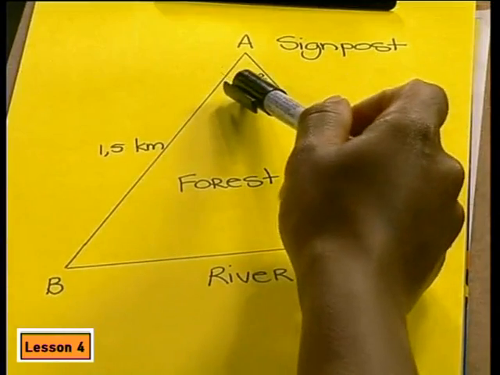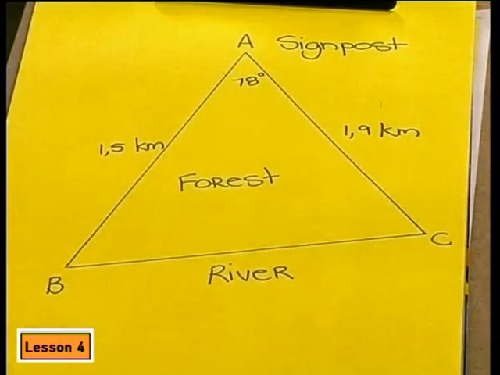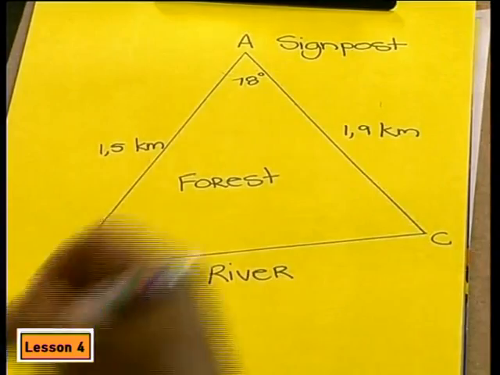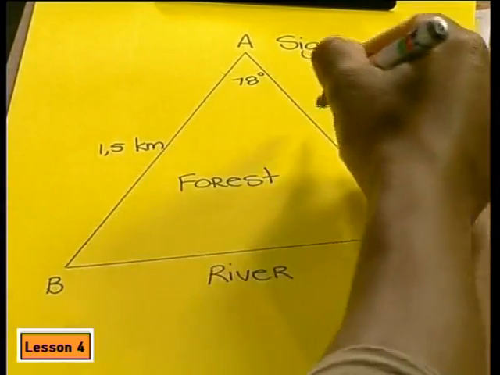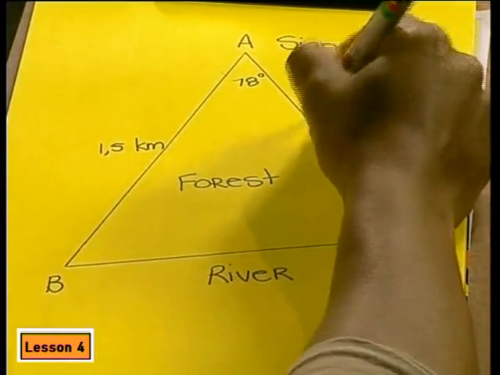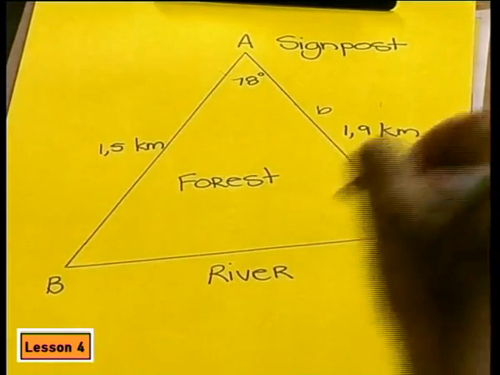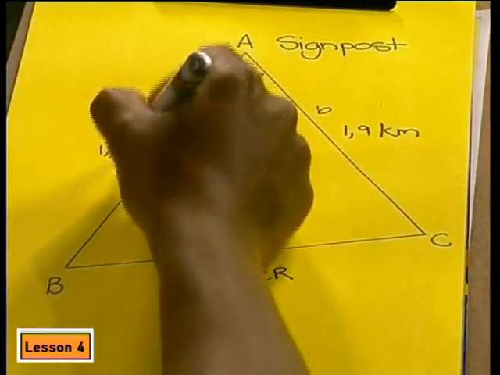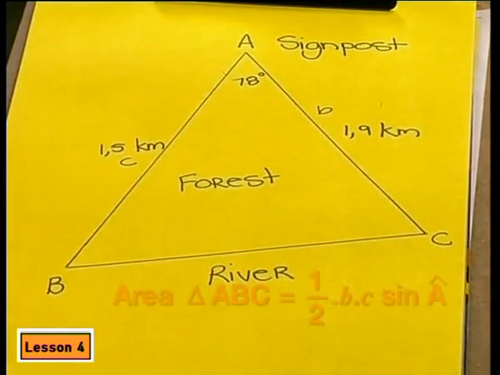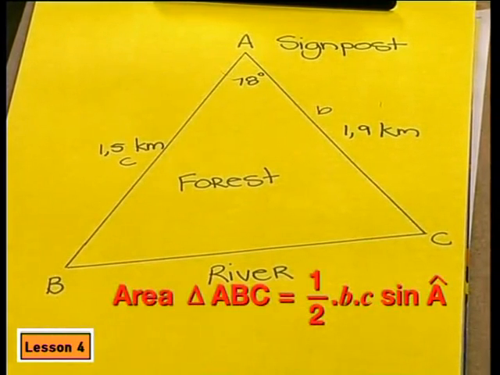In our triangle, angle A is here. But where are b and c? b is the side opposite angle B. So that's AC. c is the side opposite angle C. That's here. That's interesting. It looks like this formula doesn't need us to know any perpendicular height. That is so useful. We're first going to use this formula and then later see how to derive this formula.